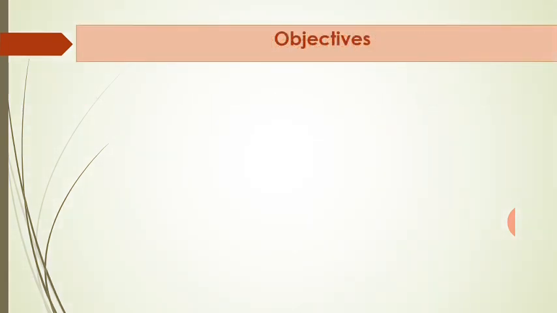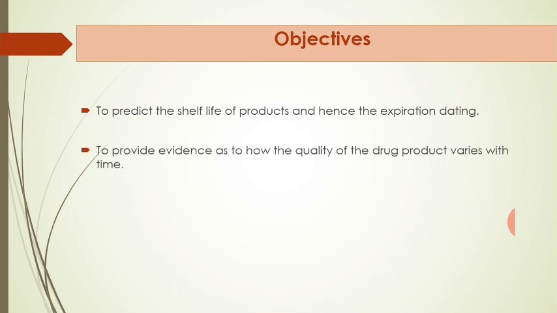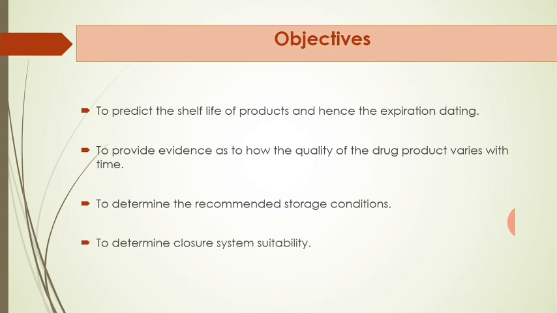Now let's see what are the objectives of these accelerated stability studies. So first one is this study helps to predict the shelf life of the product and hence the expiration dating. This study helps to provide evidence as to how the quality of the drug product varies with time. This study helps to determine the recommended storage condition. This study helps to determine closure system availability.